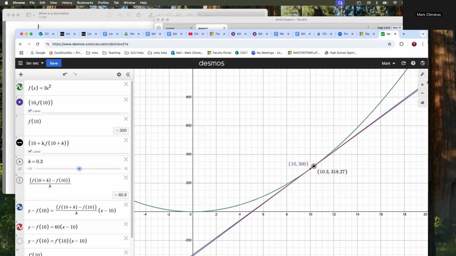Notice now, I'll turn off this one. That red line is just hitting this. I'm going to turn this one off also. Okay. That red line is just hitting in that one point here, and that is a tangent line, and the slope of that line is 60.